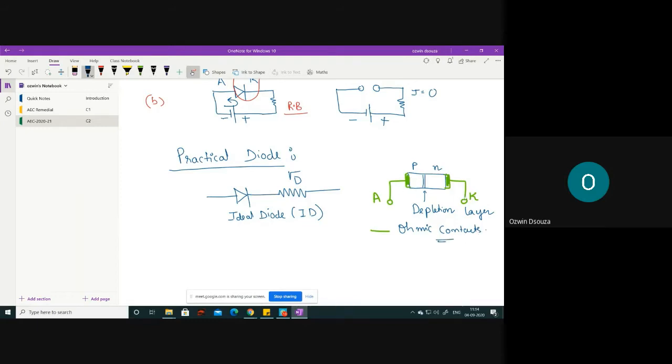Basically, the contact points of the diode add resistance. That's the reason, in the case of a practical diode, it makes sense to consider even that small ohmic resistance. So let's consider RD as the contact resistance of the diode, and the rest remains the same. For forward biasing, you will connect the positive terminal of the battery to the anode, and the cathode is maintained at negative potential.